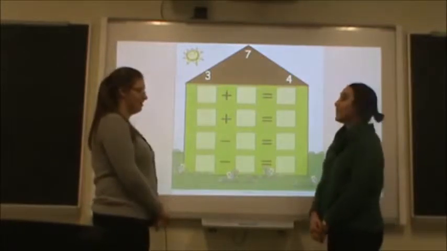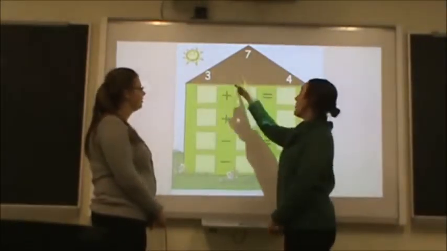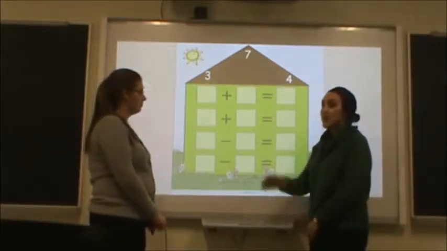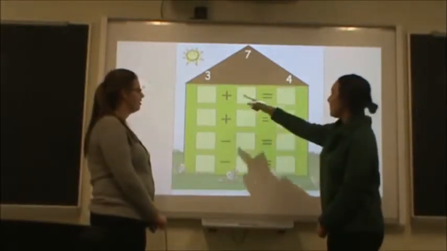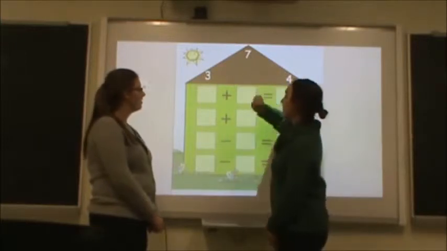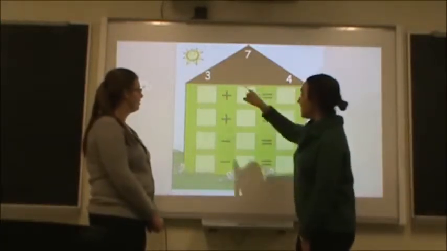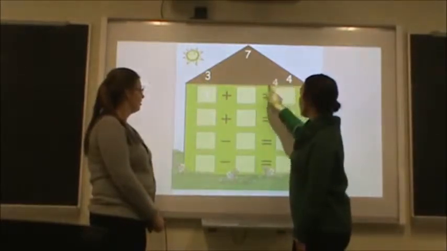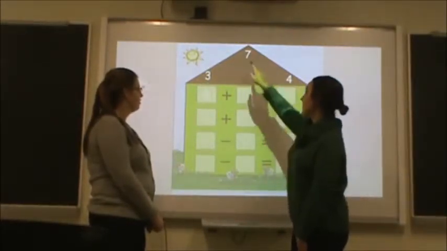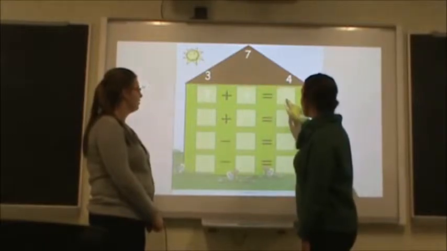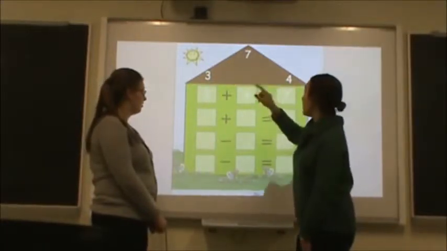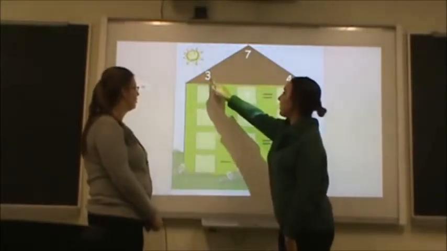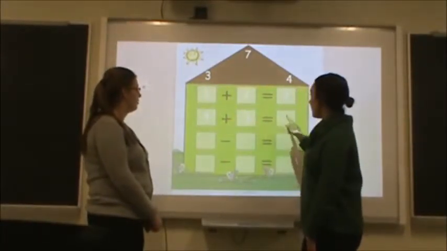So for the next fact family, we're going to use 7, 3, and 4. At this time, we would have students come up to the board and write in the answers or drag the numbers. So for the addition sentences, have them drag 3 plus 4 equals 7. And for the next one, it would be 4 plus 3 equals 7.